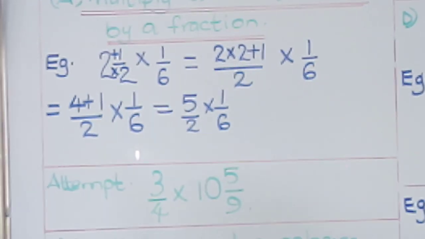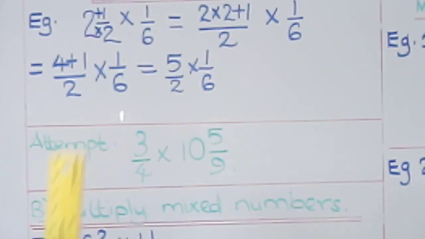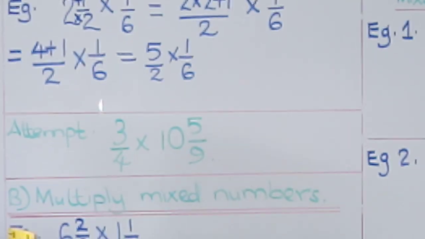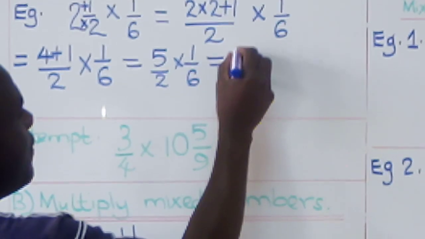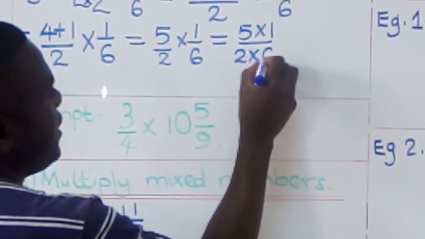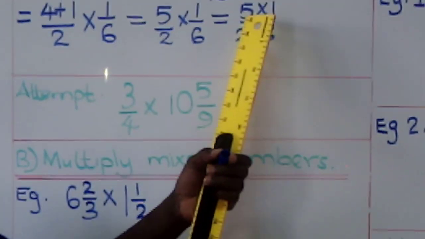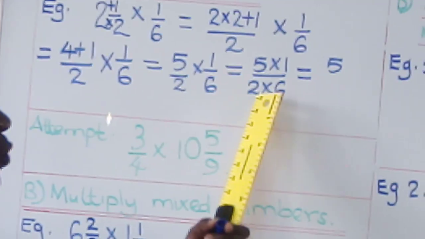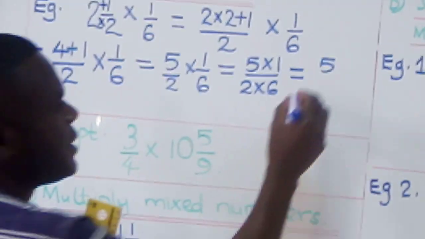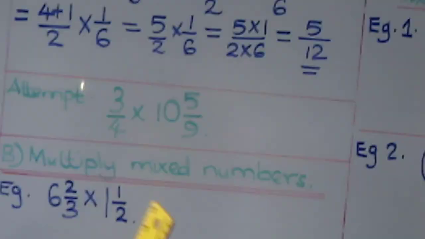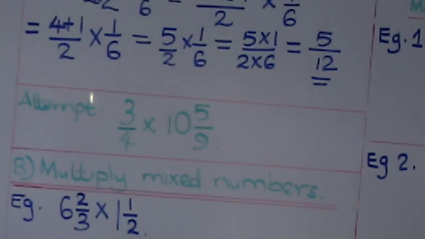We check if we are able to simplify by cancelling, but we are not able to. And so we multiply the numerator by the numerator, that is 5 times 1, over 2 times 6. What do we get when we multiply 5 by 1? We get 5. And what do we get when we multiply 2 by 6? We get 12. So our answer there would be 5 over 12. I hope you have understood.